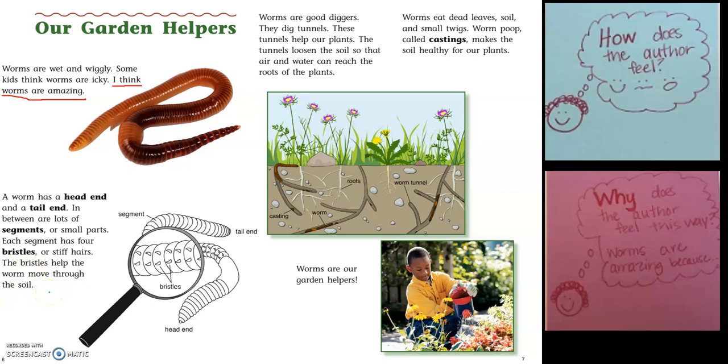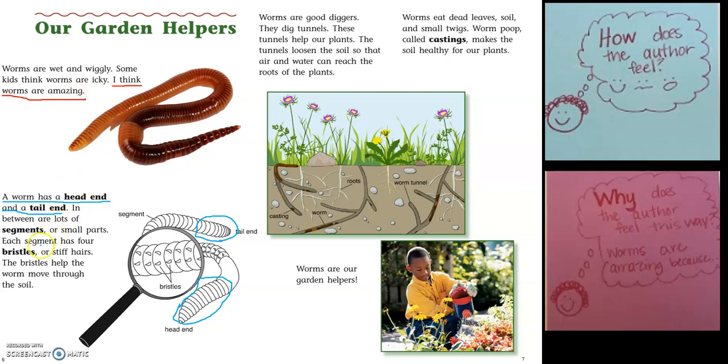Now, I found 2 things that I think back up why the author feels that worms are amazing. First one says a worm has a head end and a tail end, right? That's pretty cool. It has a head end and a tail end, but the head doesn't look like the normal heads that we see. They both look the same, don't they? And I think that's probably why he thinks that worms are amazing. They have a head end and a tail end.